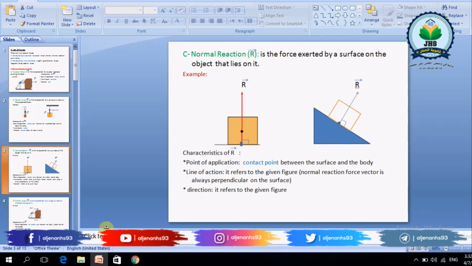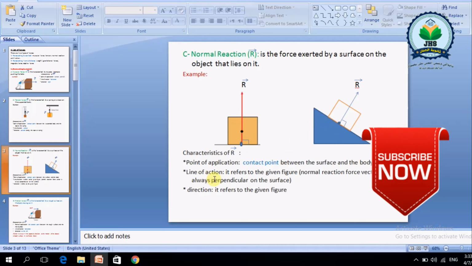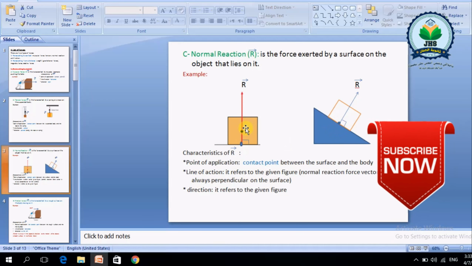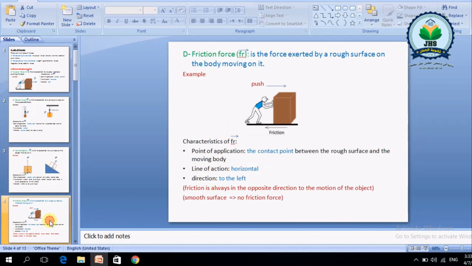Let's discuss the characteristics of R. The point of application. There is contact between the box and the surface. Then the point of application is the contact point. The line of action. It refers to the given figure. Here the line of action is vertical, here it's oblique. The direction. The direction here is upward, while here upward to the right. Okay? That's about normal reaction.